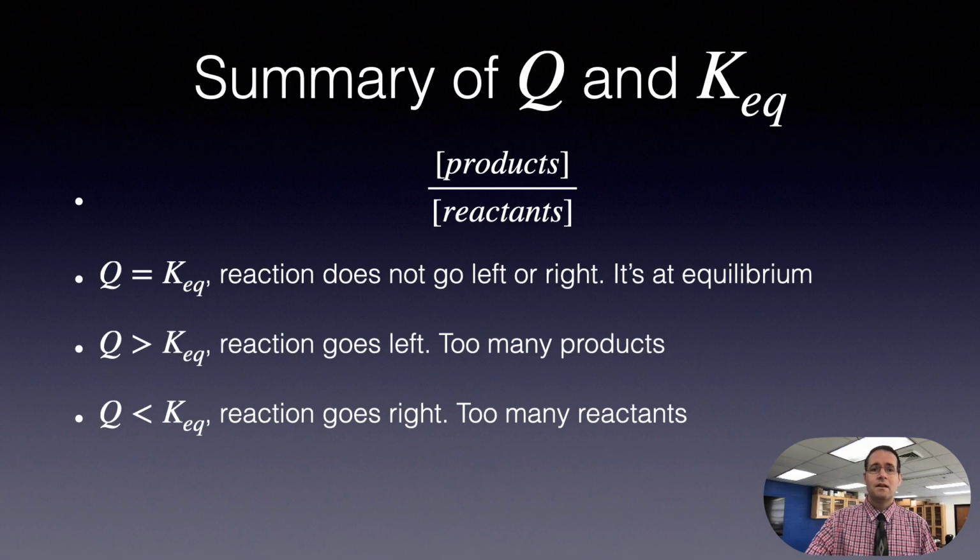All right. So this is the summary slide once again. It's always that ratio of products to reactants. Remember that Q uses actual in-lab concentrations, where KEQ uses equilibrium concentrations that usually are measured with a spectrometer, titrations, or something like that. If Q is equal to K, no change. If Q is greater than K, go to the left. If Q is less than K, you go to the right.